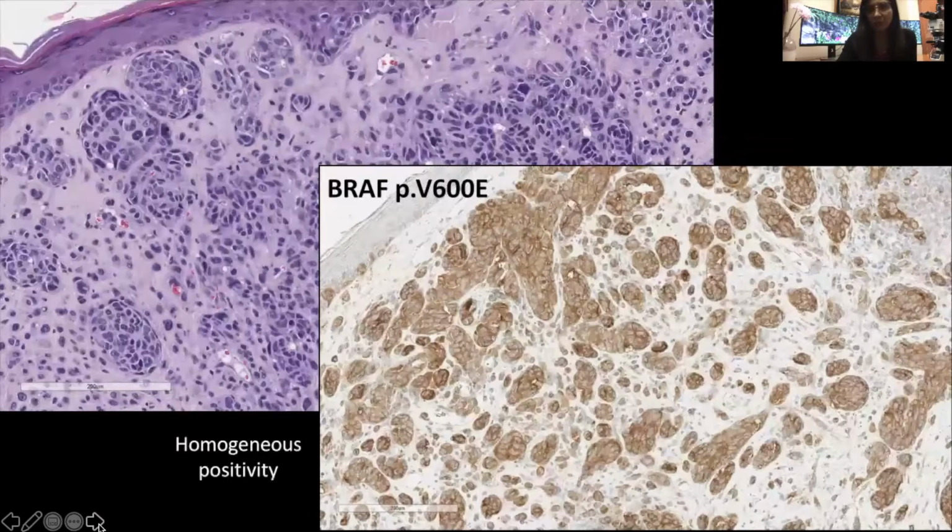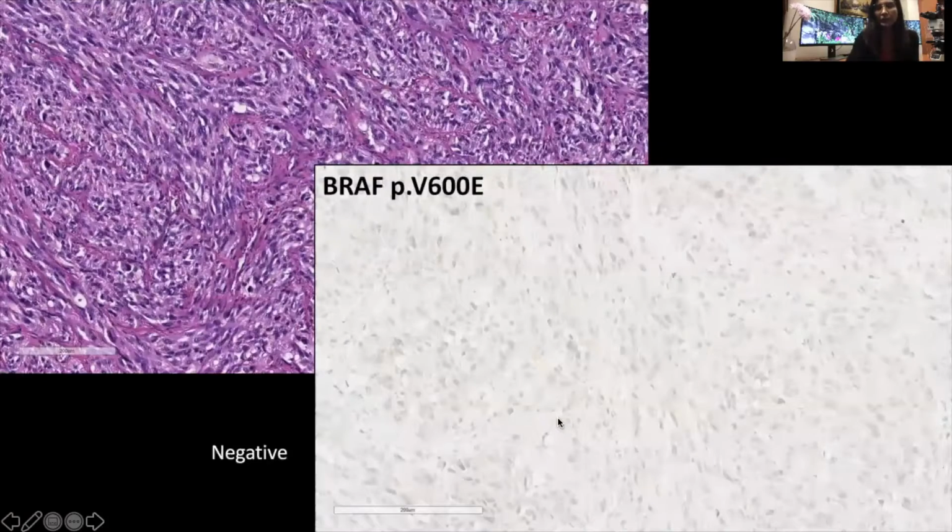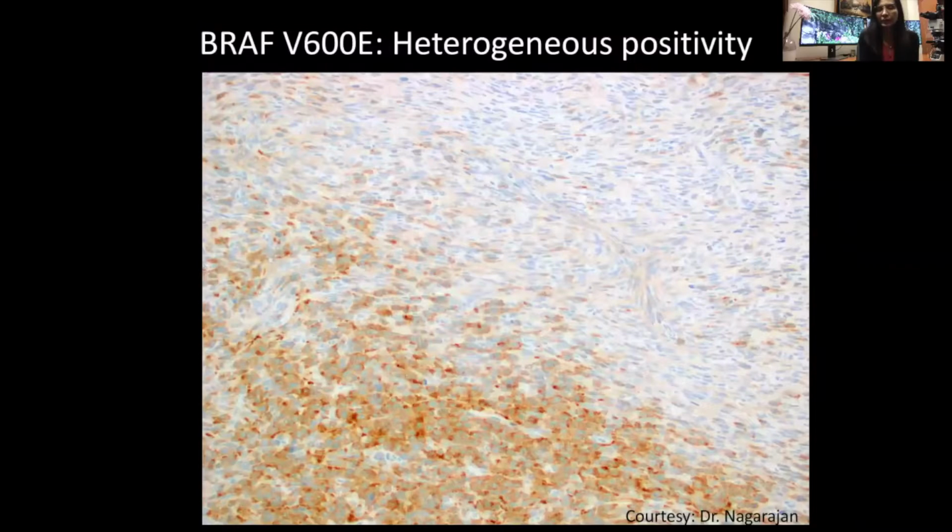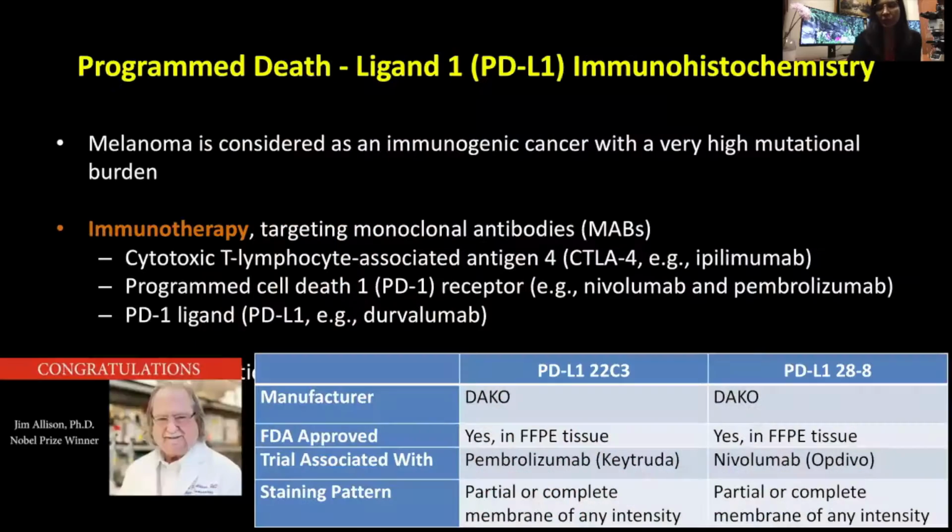Let me show you some examples. In this case, we see diffuse V600E expression in the tumor cells. So this is positive for the mutation. The next case, clearly all negative in the tumor cells, so negative for V600E mutation. And then this is the case that I have mentioned before, the heterogeneous expression pattern of V600E immunohistochemical study. In those cases, we have to recommend to correlate with NGS result.